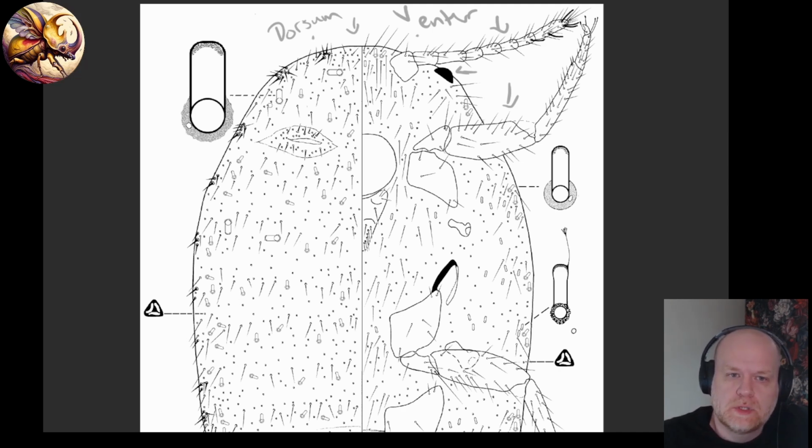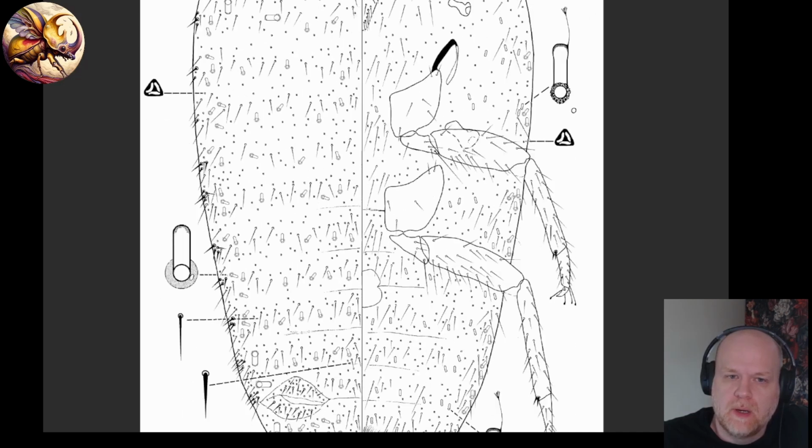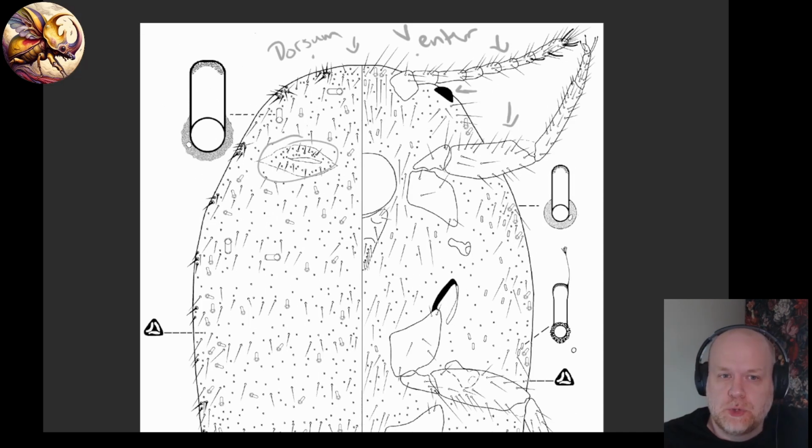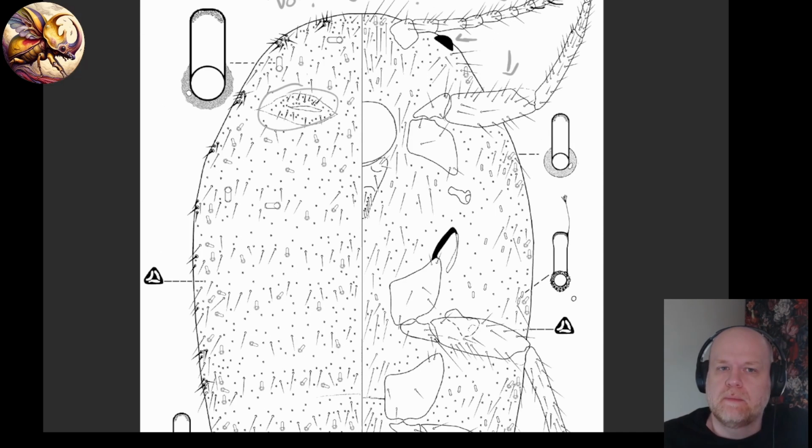These are dorsal or anterior ostioles, which will be important for the paper, and back here are the posterior ostioles. Basically, these are slits in the body that can secrete blood. It's kind of weird, but it's a defense mechanism.